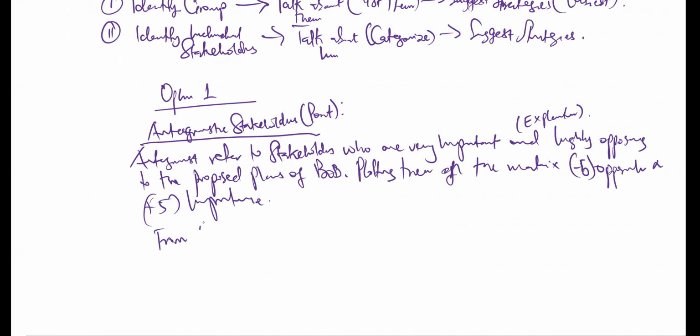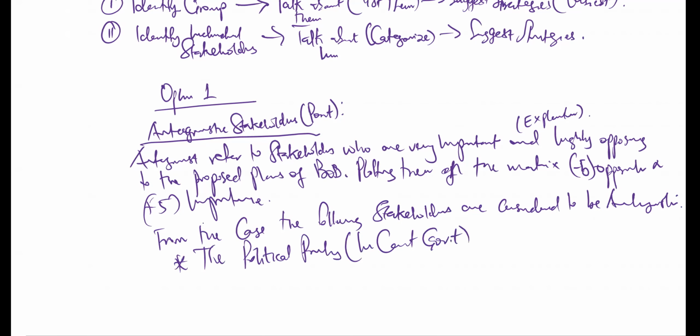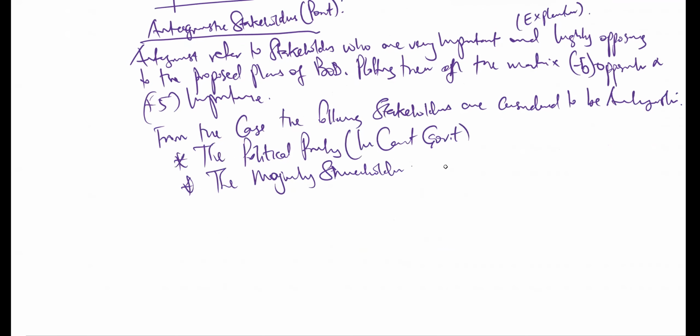Then you say, from the case, the following stakeholders are considered to be antagonistic. Makes sense. So one, I say the political party in the current government. I'm just suggesting. Two, maybe the majority stakeholder or majority shareholder in the company. These are the only two you saw from the case.